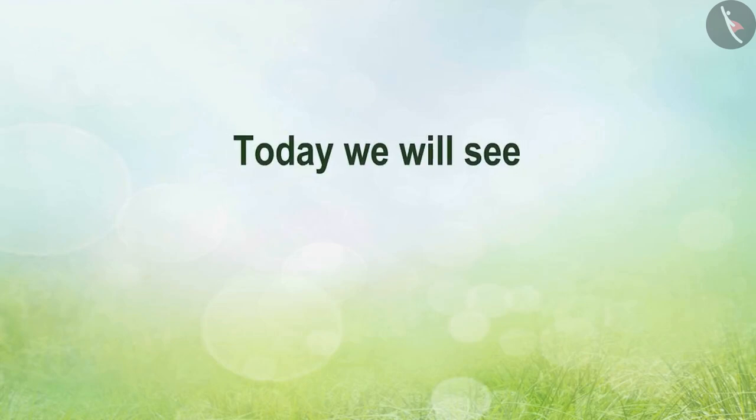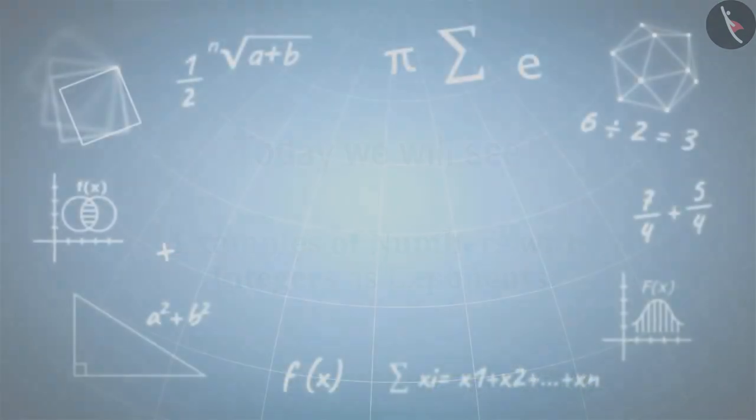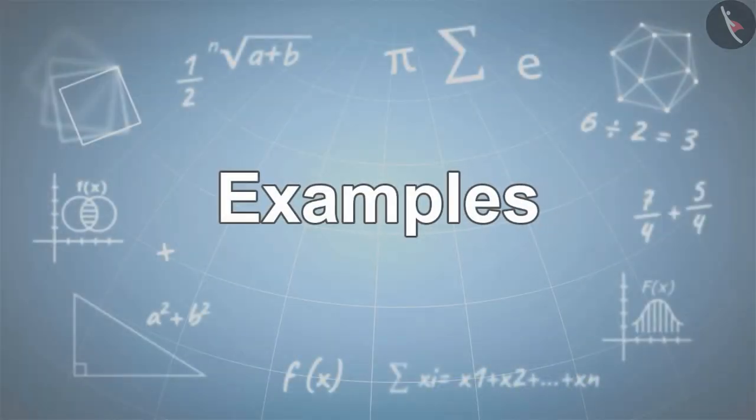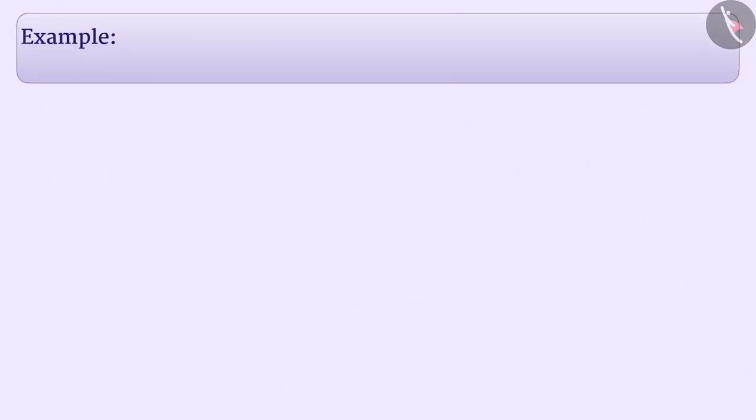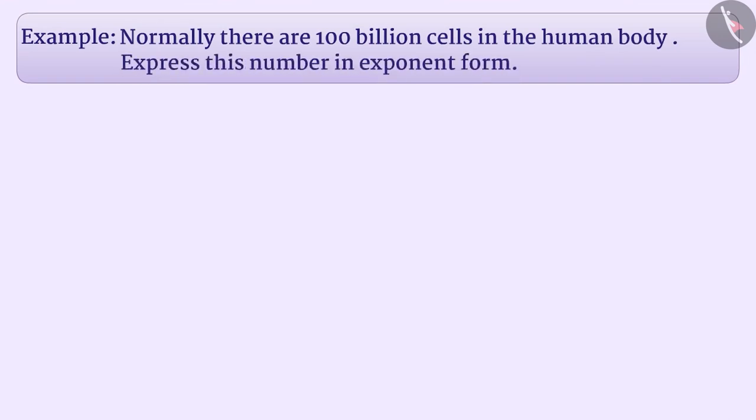Today we will see some examples of numbers with integers as exponents. Example 1. Generally, there are 100 billion cells in a human body. Express this number in exponent form.